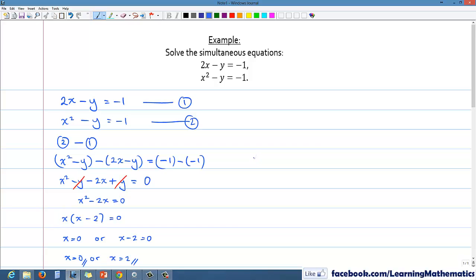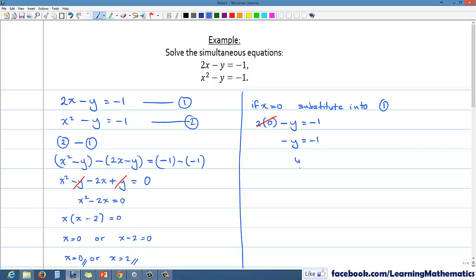So let's go and find the value of y. I'm going to continue here. If x is equal to 0, substitute into either one of the equations, either equation 1 or equation 2. We pick equation number 1. So 2x, x is now 0, minus y is equal to minus 1. So 2 and 0 multiplied with each other become 0. So what we're left with is minus y is equal to minus 1, and then y is equal to 1. So the answer for this is x equal to 0 and y is equal to 1.